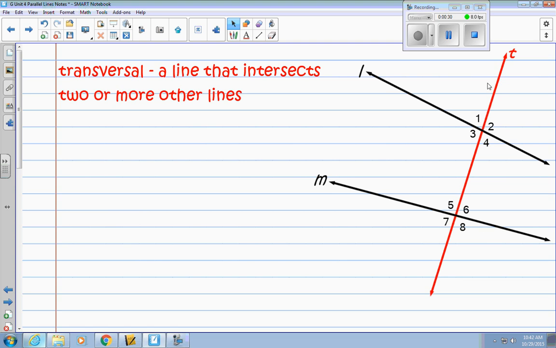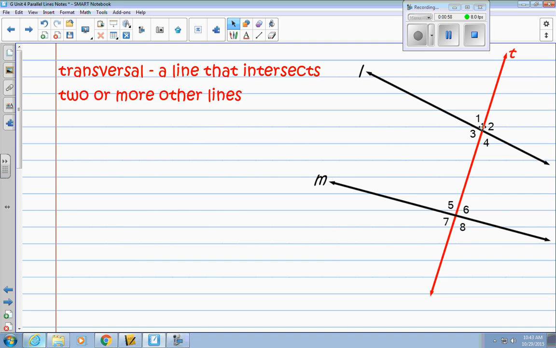And these 8 angles together are related to one another in a few different ways. So, of course, we still have vertical angles like angle 1 and angle 4, angle 2 and 3, angle 5 and 8, and angle 6 and 7. And we still have adjacent angles, angles that are next to each other: 1 and 2, 2 and 4, 4 and 3, 5 and 6, 5 and 7, 7 and 8, 6 and 8. Those are all adjacent angles.